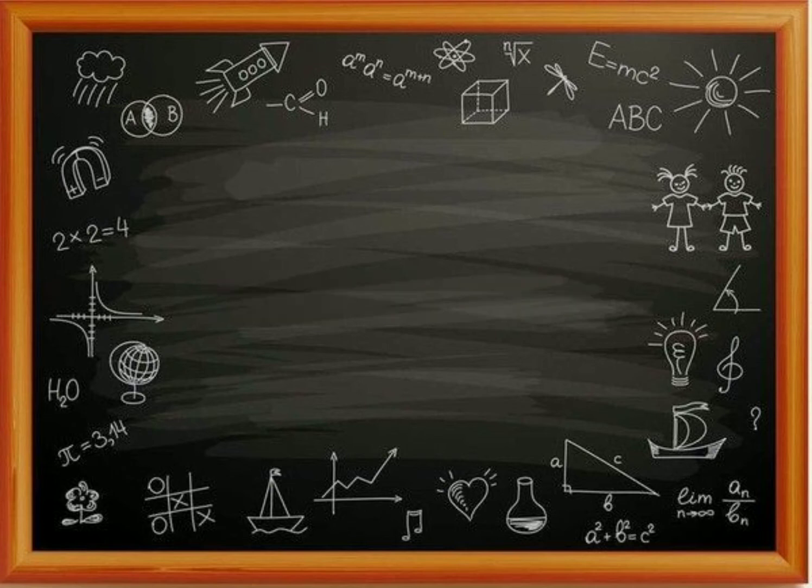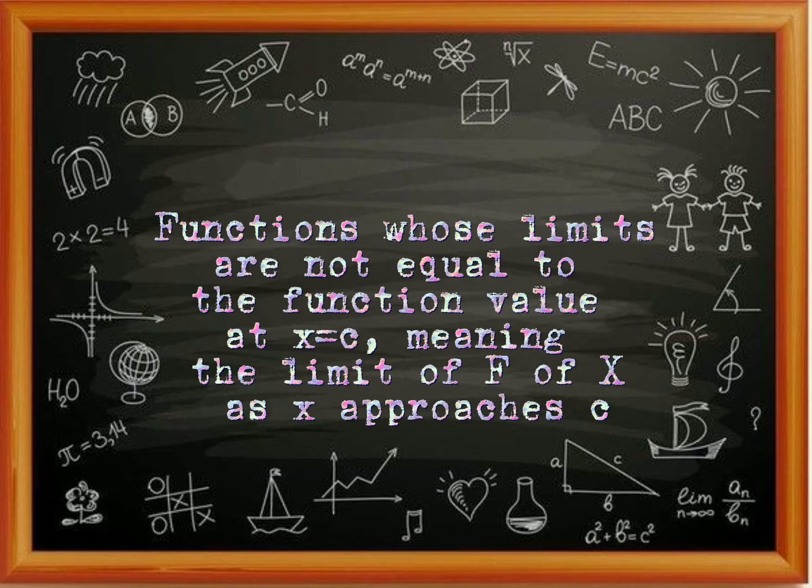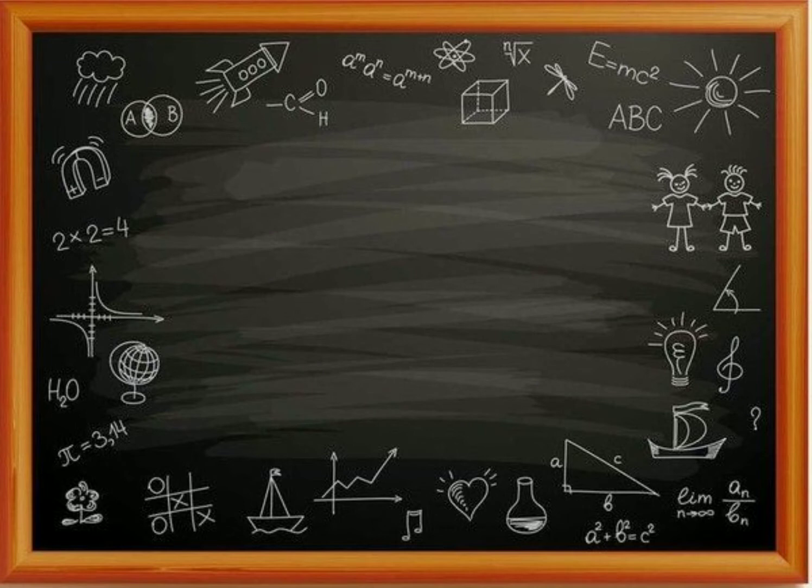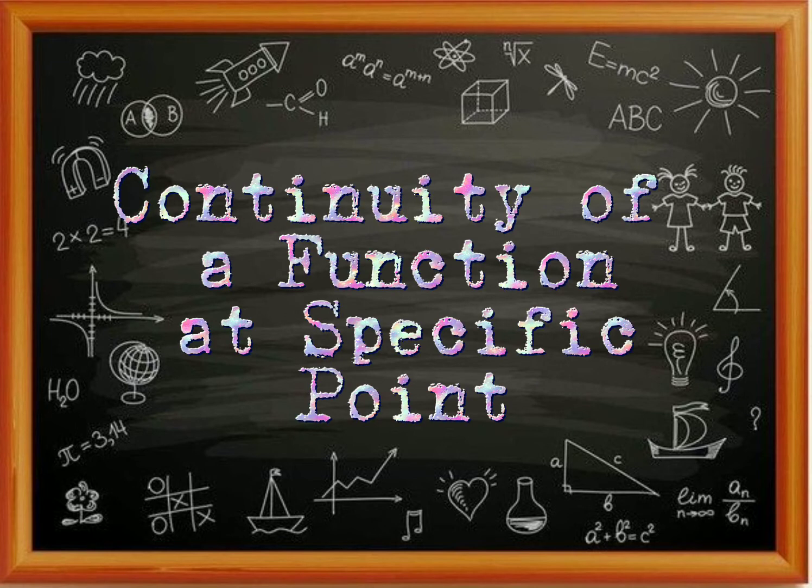Let's talk about the continuity at a point. As we all know, there are functions whose limits are not equal to the function value at x equals c, meaning the limit of f of x as x approaches c is not equal to f of c. In this section, we will be focusing on the continuity of a function at a specific point.